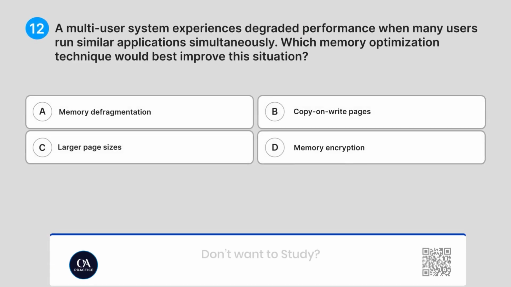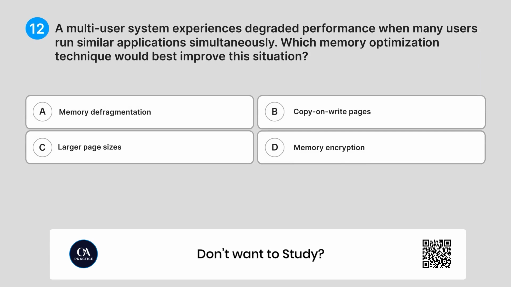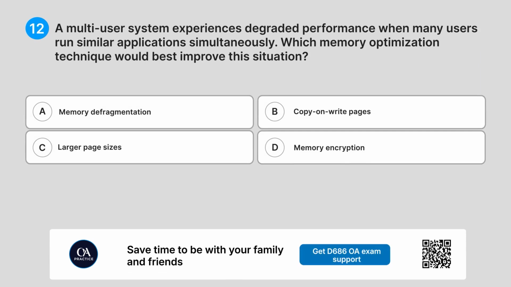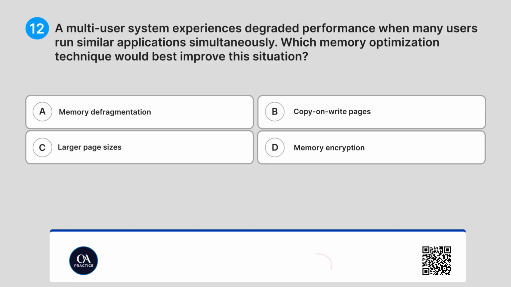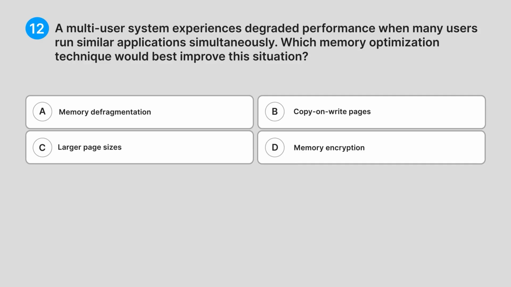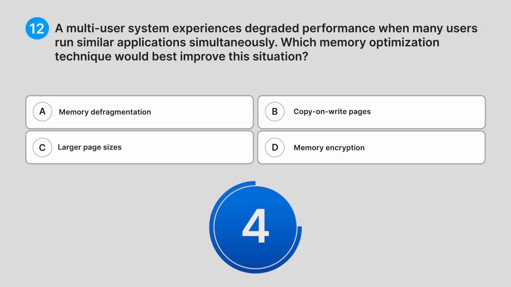12. A multi-user system experiences degraded performance when many users run similar applications simultaneously. Which memory optimization technique would best improve this situation? A. Memory defragmentation. B. Copy on write pages. C. Larger page sizes. D. Memory encryption. Do you know the answer?